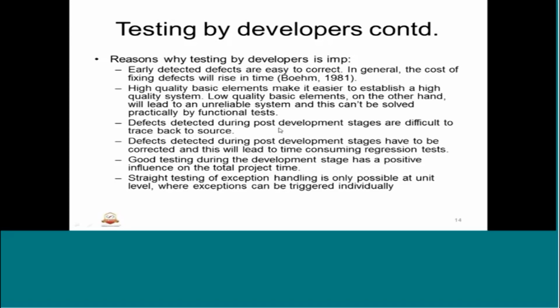Defects detected during post development stages are difficult to trace back to source. As I said, we cannot afford to have small defects during the development stage. It's very difficult to trace it back. So better to identify in the beginning. Defects detected during the post development stages have to be corrected, and this will lead to time consuming regression tests. That means we need to have a regression again and again, because the fixes that have been done on the product need to be tested again.